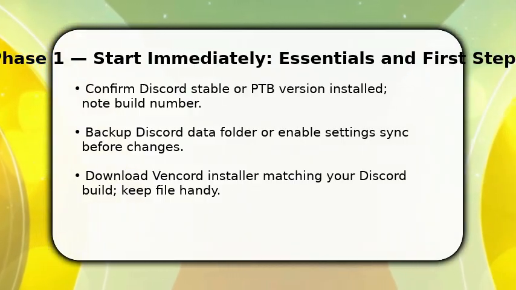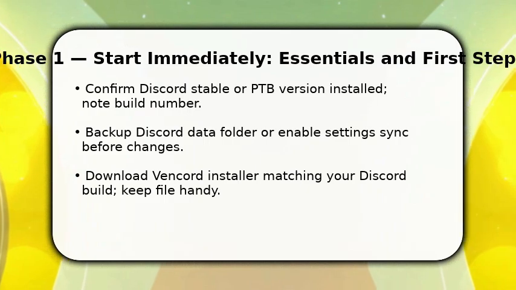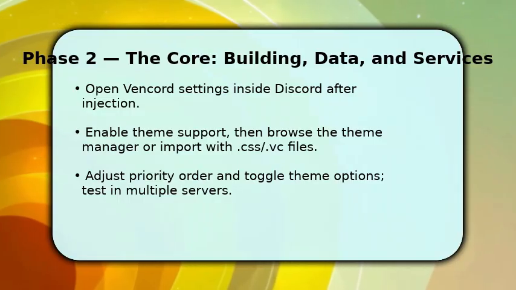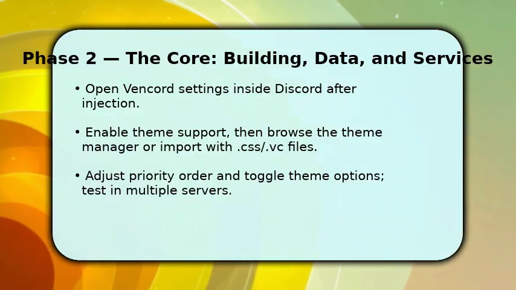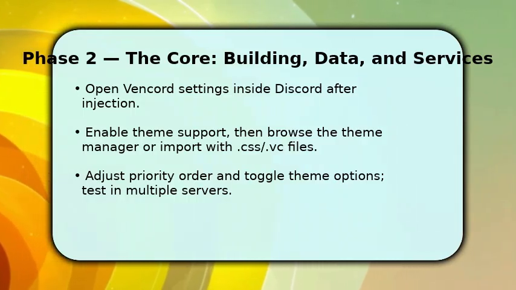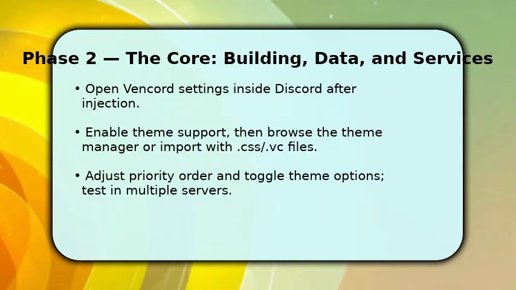deliberately and in order. Once Vencord is injected, open its panel inside Discord and enable theme support. This activates the loader. Then import or install themes from the manager. Drag CSS or VC theme files, or use the built-in browser to apply them.